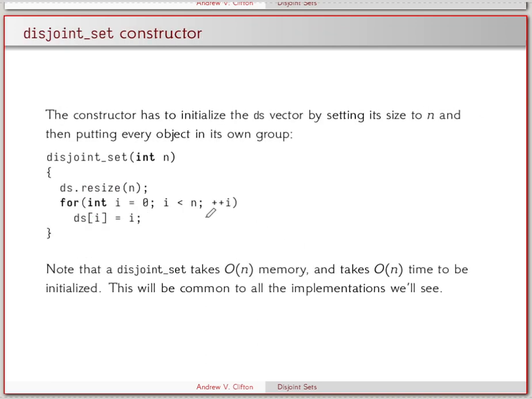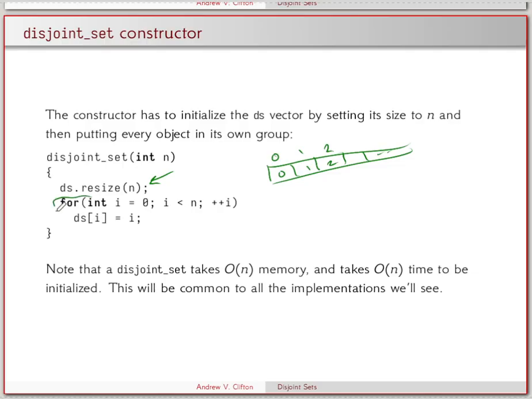The constructor just has to resize that vector to the appropriate size, and then we initialize it so that every object is its own rep. So at the beginning, everything is in its own group. So we go through the vector, and we're like, who's the rep for 0? 0. Who's the rep for 1? 1. Who's the rep for 2? 2. And just fill out the vector like that.